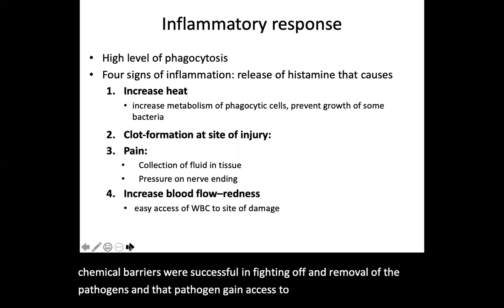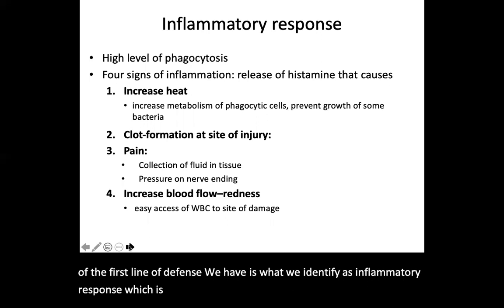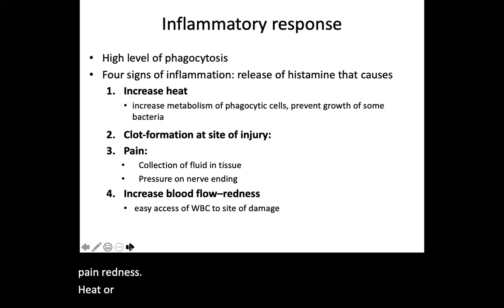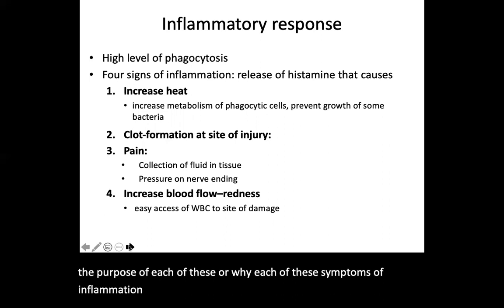Then one of the first lines of defense we have is what we identify as the inflammatory response, which is typically depicted with symptoms like pain, redness, heat or localized heat, and clotting within the site of injury. So what is the purpose of each of these, or why does each of these symptoms of inflammation take place in the first place? So, pain.